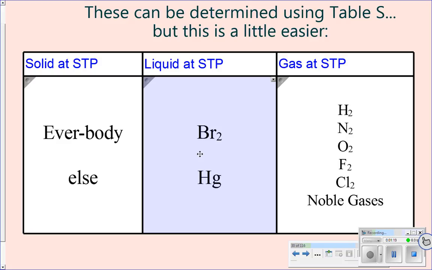Everybody else is a solid at STP. So if you look at the rest of the periodic table, if you're looking again at the one in my room, you see those elements that are coded in black. It's the vast majority of elements on the periodic table. Those are your solids at STP.